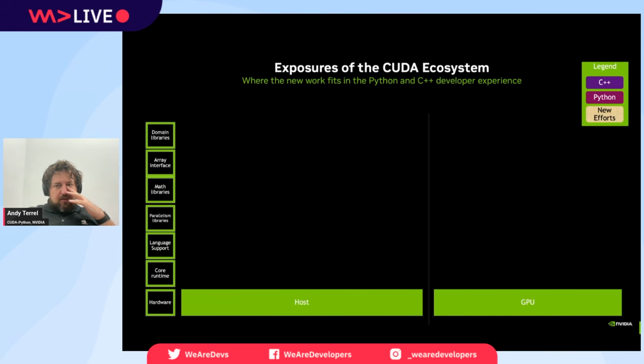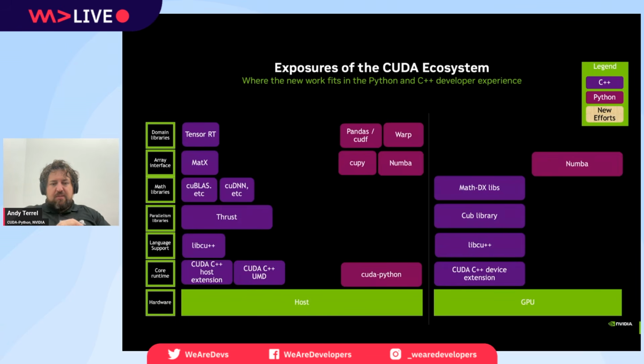So let's break down what the ecosystem looks like at these different levels. I have a host CPU and I have a GPU, sometimes called the device. Code that's going to run on each layer will have a host version and then a GPU version, or device version, throughout the talk.